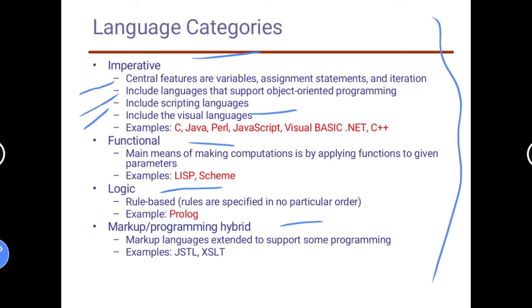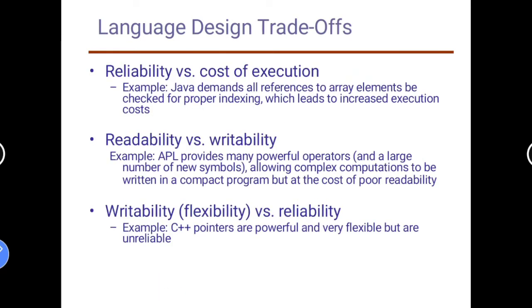Functional: the main means of making computation is by applying functions to given parameters. Examples: Lisp, Scheme, Haskell, etc. Logic: rule based. In this programming language category, things are rule based. Rules are specified in no particular order. Example: Prolog. Markup programming language, also called programming hybrid: markup languages extended to support some programming. Examples: JSTL, XSLT.